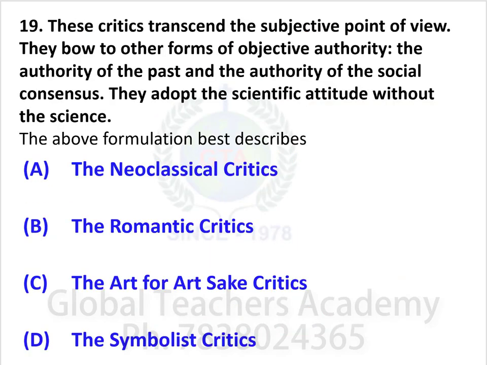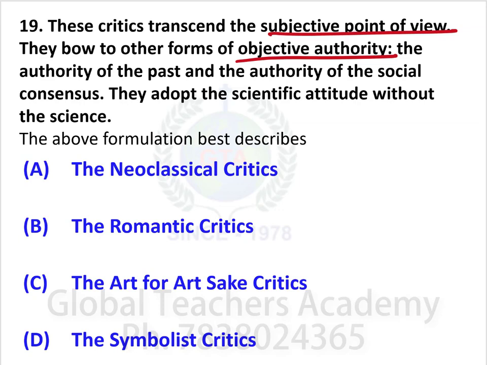Moving on to the next question. These critics transcend the subjective point of view. They bow to other forms of objective authority: the authority of the past and the authority of social consciousness. They adopt the scientific attitude without science. The above formulation best describes A. Neoclassical critics, B. Romantic critics, C. The art for art's sake critics, or D. Symbolist critics, right? So the question says, they transcend subjective point of view, right?